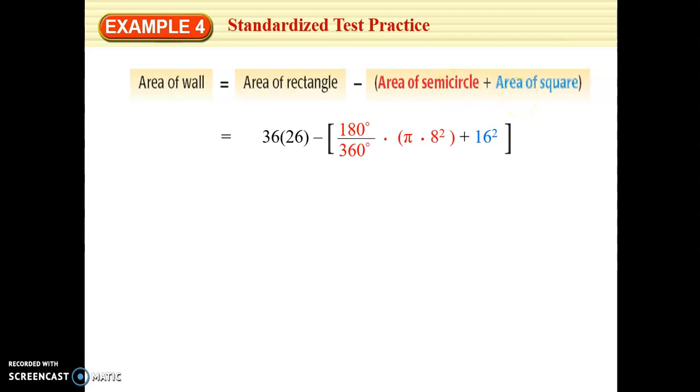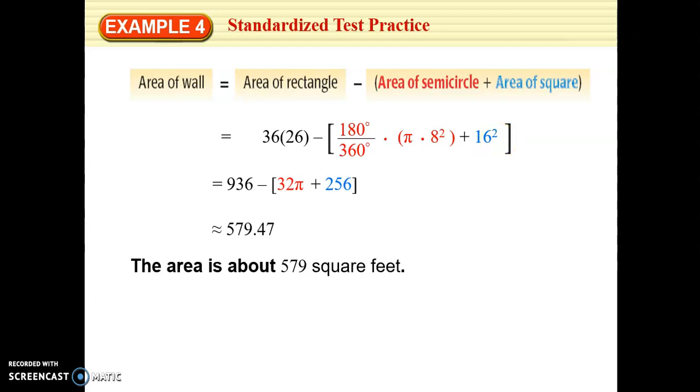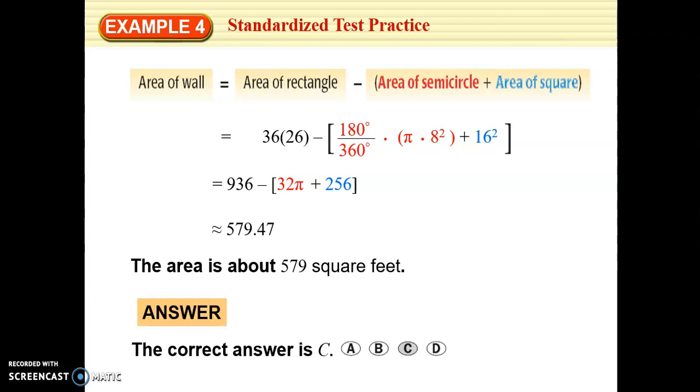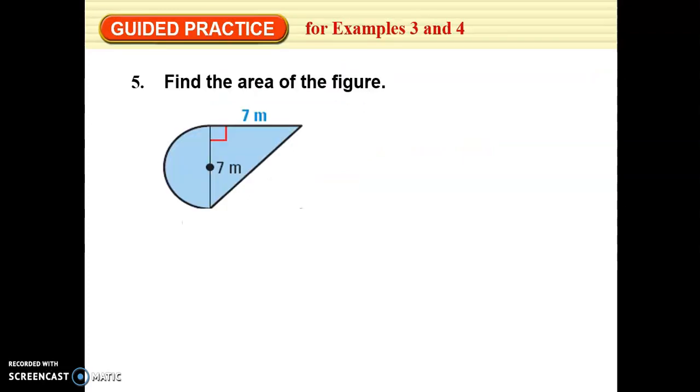Now, the area of the rectangle is 36 times 26, and the area of the semicircle is 180 divided by 360, that means find the area of the circle divided by 2. But here we are using the formula, and the area of the square is side times side. That means it's 16 times 16, or 16 to the second power. We made the substitutions, and then we get the result. And the answer, because it's multiple choice, is C.